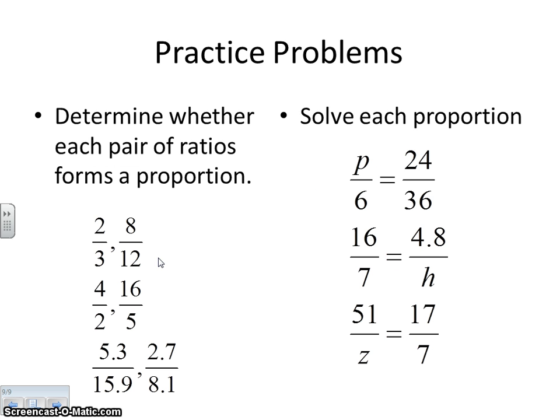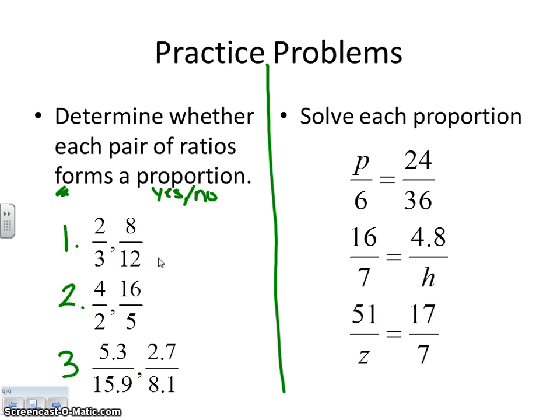Now, these are the examples that I would like you to have for class tomorrow, and I did it a little bit split screened. So this side of the screen, I want you to determine whether each pair of the ratios form a proportion. So this is going to be yes, no type answers. And this is number 1. This is number 2. This is number 3.